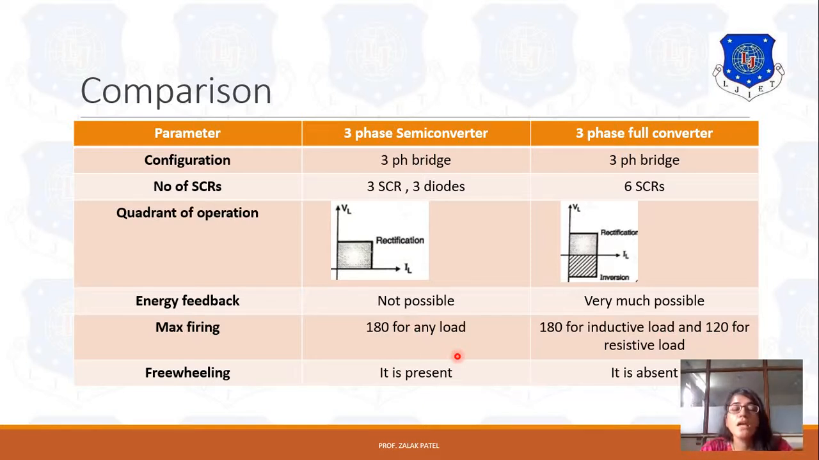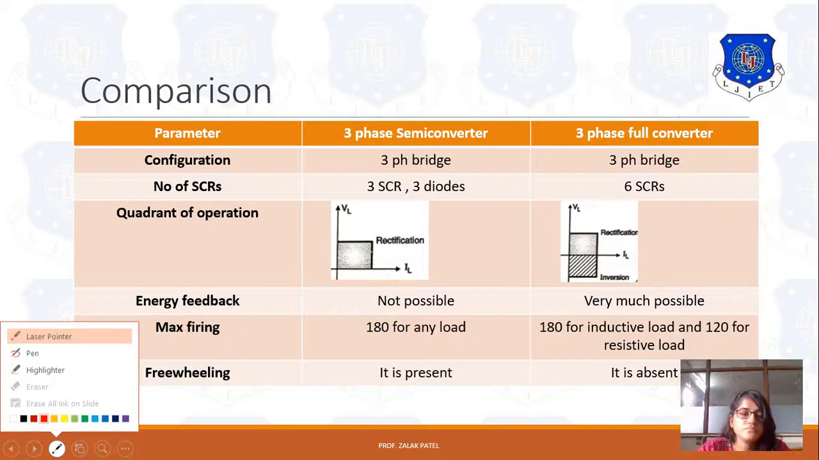In case of freewheeling, in the 3-phase semi-converter freewheeling is present, because we discussed in the last session that when alpha is less than 60 degrees it operates in a 3 pulse mode, and at 3 different intervals it operates in freewheeling, and because of that freewheeling the load voltage and current become 0. While in case of the full converter it is absent. So this is the comparison between the semi converter and full converter.